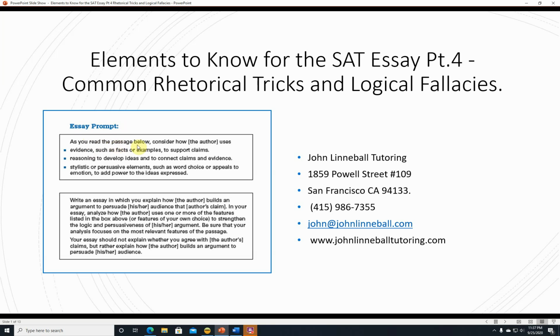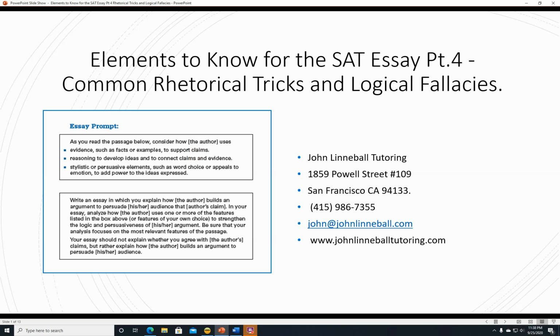As you read the passage below, consider how the author uses evidence such as facts or examples to support claims, reasoning to develop ideas and to connect claims and evidence, and stylistic or persuasive elements such as word choice or appeals to emotion to add power to the ideas expressed. So you're going to have to write an essay in which you explain how the author builds an argument to persuade his or her audience of whatever the author's claim is.